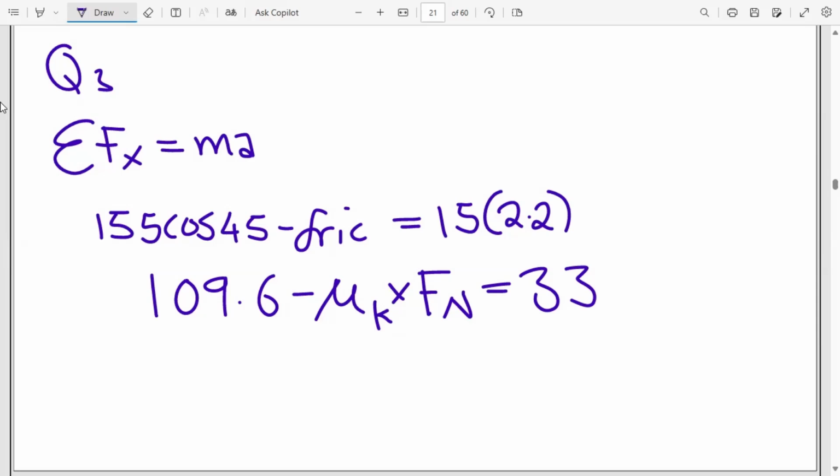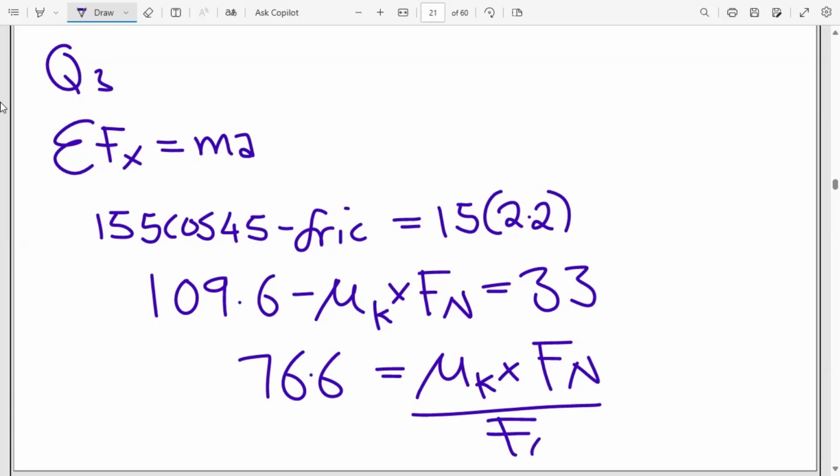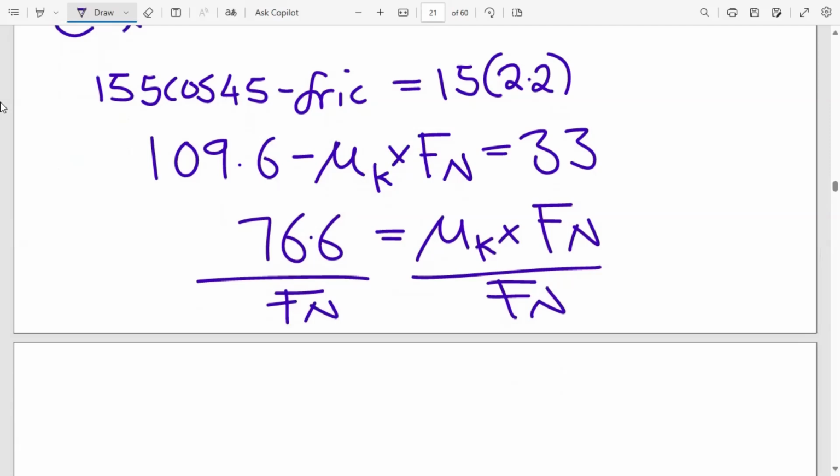Okay, so from here, we're going to say mu k, or 109.6 minus 33. 109.6 minus 33 is giving me 76.6, so 76.6 will be equal to mu k multiplied by the normal force Fn. We're looking for mu k, which means we're going to divide both sides by Fn. So our mu k will be equal to 76.6 divided by the value of our normal force.